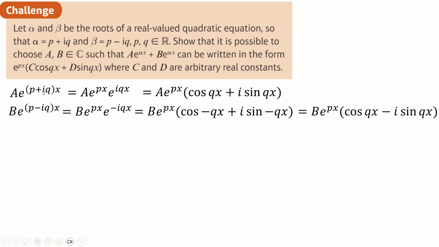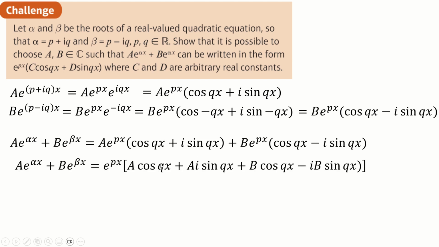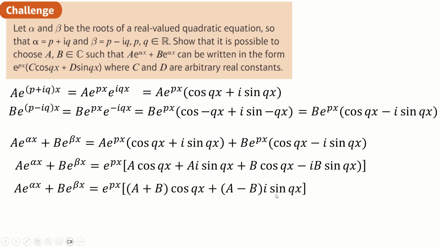I think now we can just add these two things up and replace this with alpha and beta again, I guess. And that, of course, means adding these two things up. We can factorize out the e to the px, and then we can expand out the A into those two bits and the B into those two bits. Group up the cos qx's, and you get A plus B of them. And the sine qx's, you get A minus B, i, lots of them.